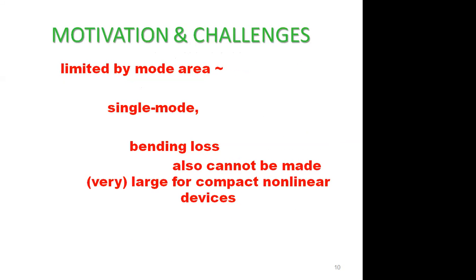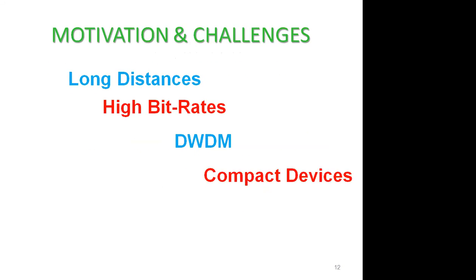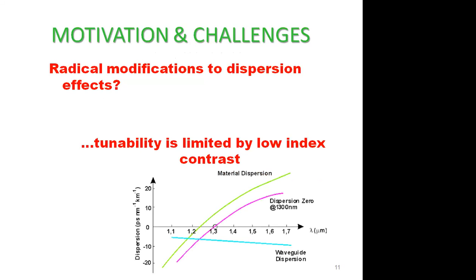So limited by the mode area, we have discussed single mode. There is a bending loss. Whenever the fiber bends, there are associated losses, and it also cannot be made large for compact non-linear devices. And then coming to one more limitation. One limitation is what? Core area. You cannot increase beyond 12.